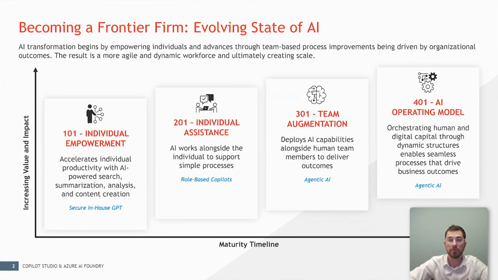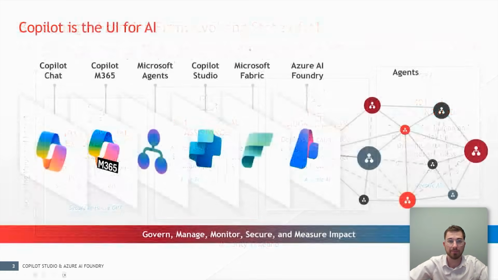Looking forward, we're starting to see AI assisted workflows in the form of agentic AI that allows these digital agents to work alongside humans to drive specific business outcomes. And then, even beyond that, we're going to start to see organizations restructure how they deliver on a daily basis in a very dynamic way.